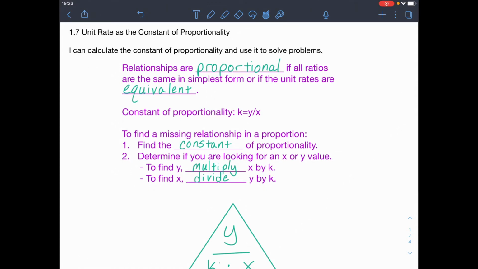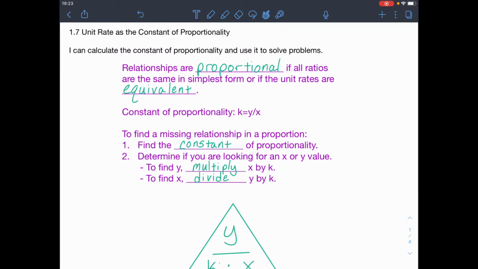Hello everyone, and welcome to 7th grade Math Module 1, Proportional Relationships. In this video, we're looking at Lesson 7, Unit Rate as the Constant of Proportionality. Our learning goal is to make sure we can calculate the constant of proportionality and use it to solve problems.